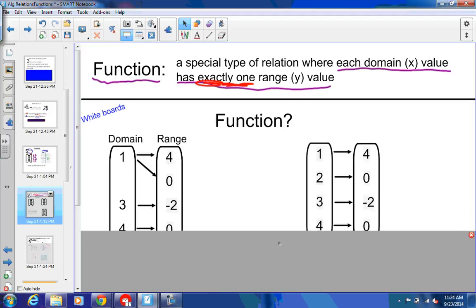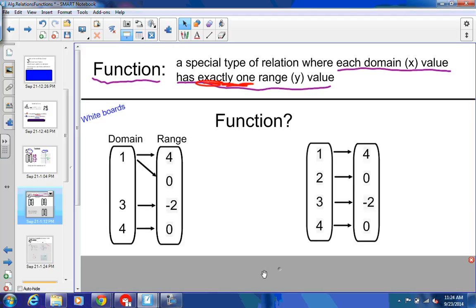So let's look at a couple of examples here. Looking at the first one, you can look at it right away at the first x value. Number one has two y values, two range values here. That contradicts the definition of a function, so it's not a function. Just from that, you don't even have to look at the other two. That makes it not a function.